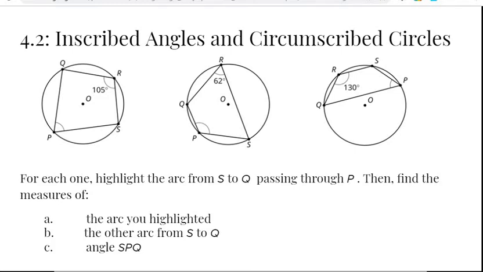And then find the measure of that arc that you just highlighted. Once you've found that, use the information you have to find the measure of the other arc that goes from S to Q. That one will go through point R, but find the measure of that one as well. And then use the information you know to find the measure of angle SPQ, focusing on the knowledge that you have about inscribed angles and circumscribed circles.